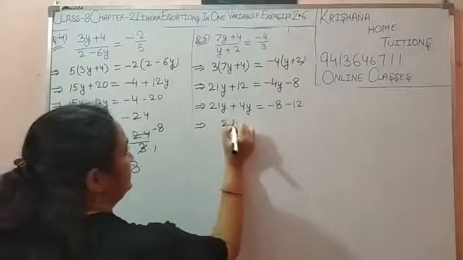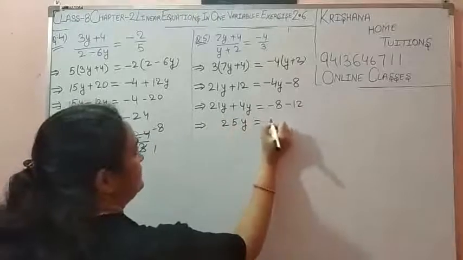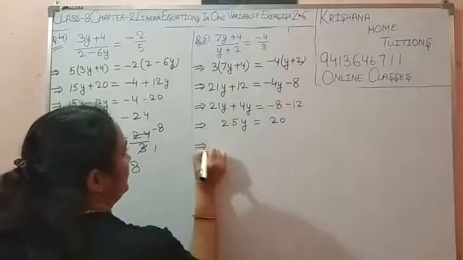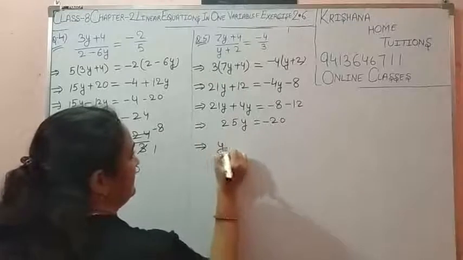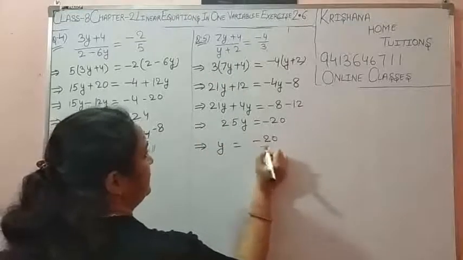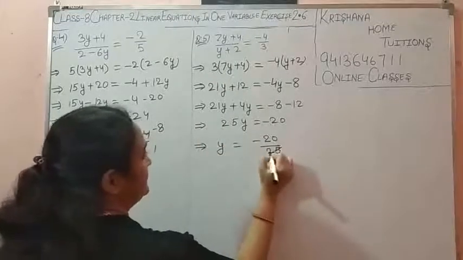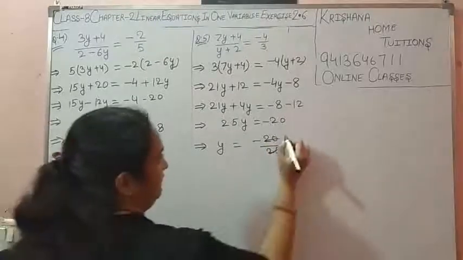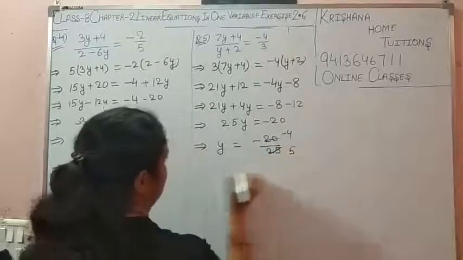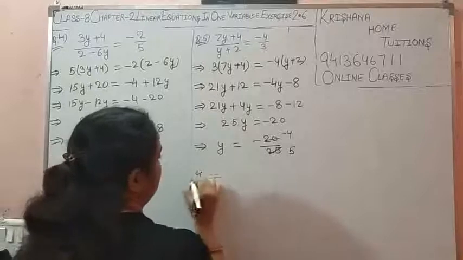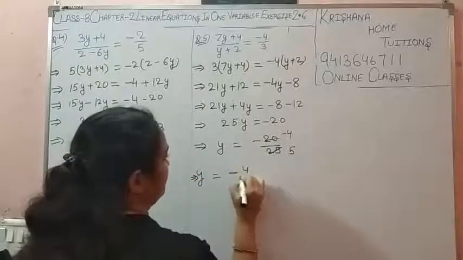So 25y is equal to minus 20. So y is equal to minus 20 upon 25. It is divisible by the table of 5. 5 fours are 20 and 5 fives are 25. So y is equal to minus 4 upon 5.